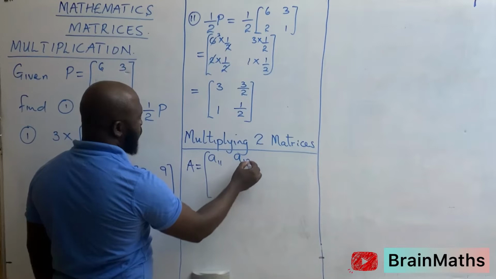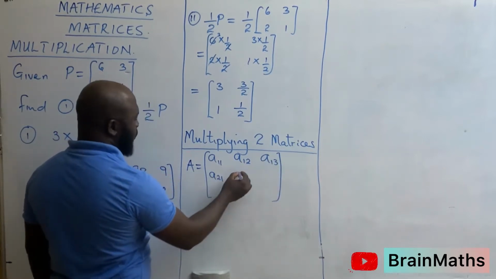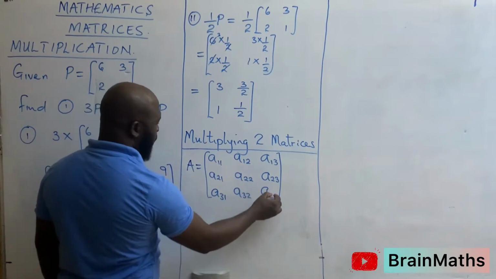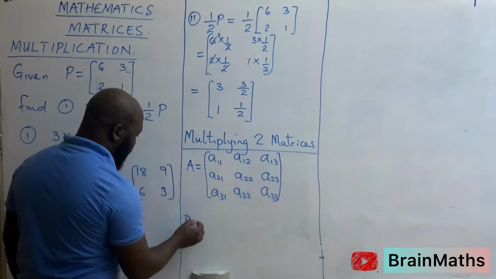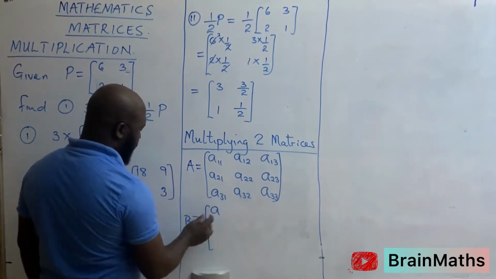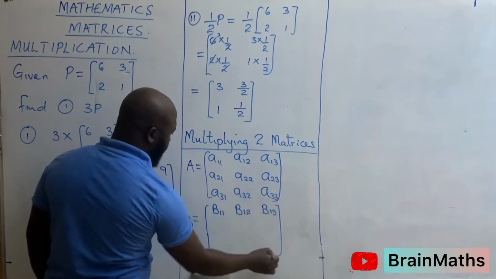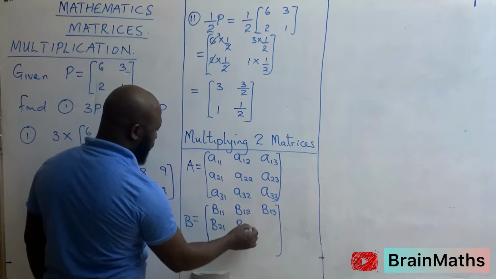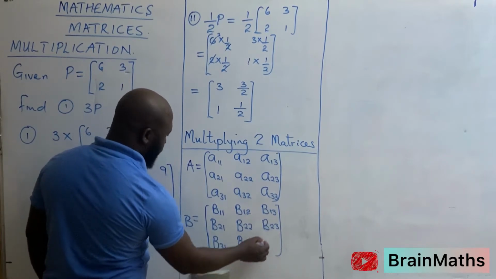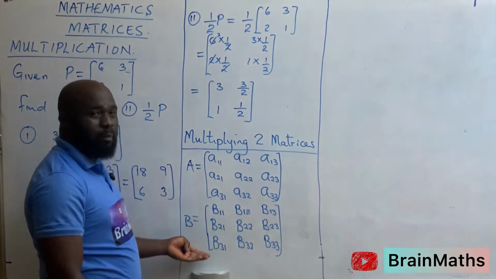A11, A12, let's say A13, and we have A21, A22, A23, A31, A32, and A33, to be multiplied by a matrix B that contains B11, B12, B13, B21, B22, B23, B31, B32, B33.